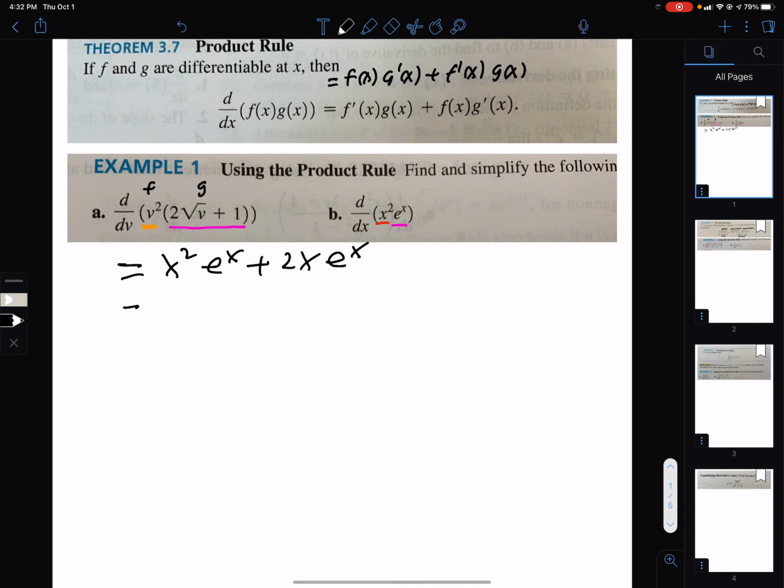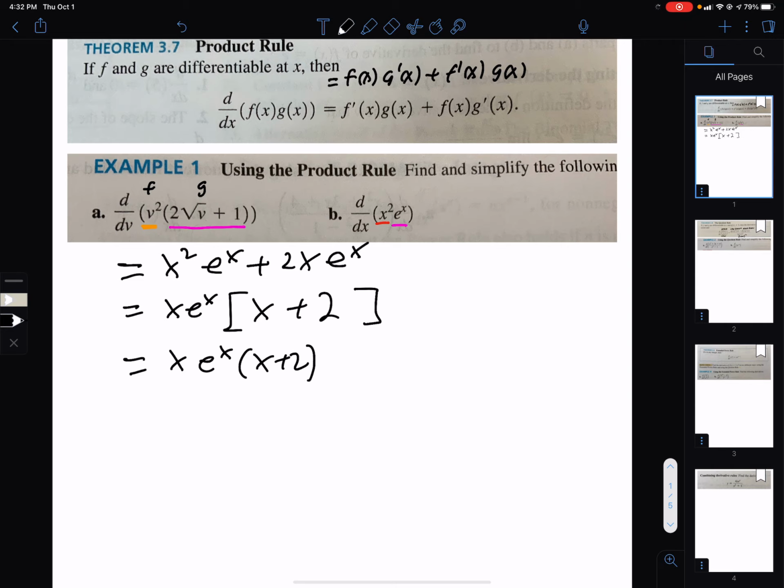This one's easy. Do I have a common factor? They both have an x, they both have an e to the x, so I'm going to take that out. And what will be left? Well, if I take out an x and e to the x, since there's two of them there, I'm left with an x. And if I take out an x and an e to the x, I'm going to be left with a 2. Bam! There is my answer in factored form. All right, that is called the product rule.